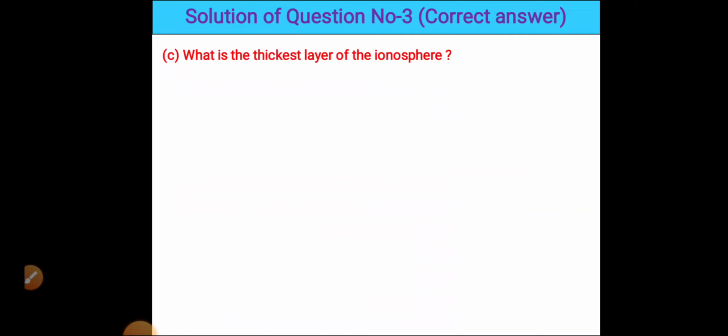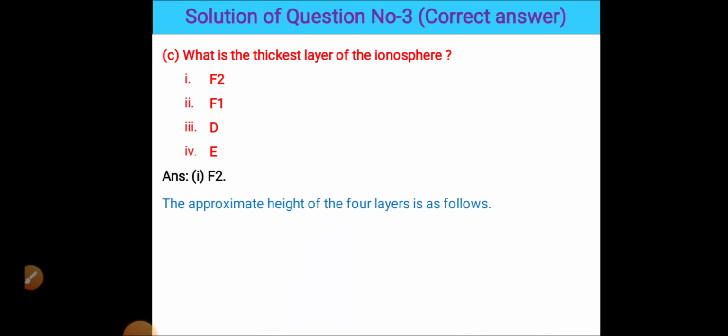So what is the thickest layer of the ionosphere? F2, F1, D and E. So F2 is the thickest layer of the ionosphere. So option 1 is right.